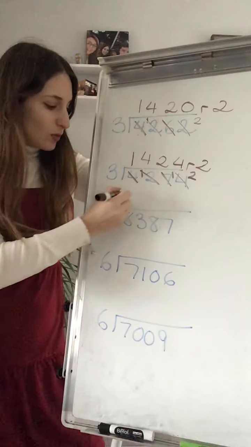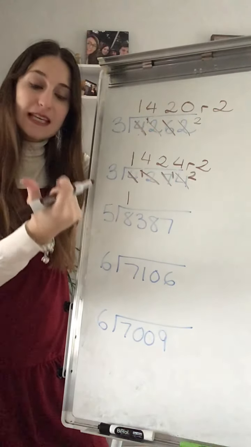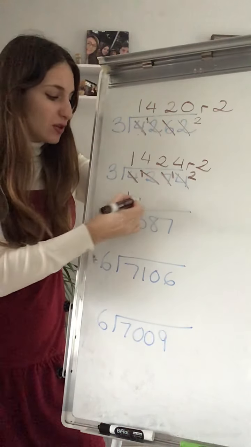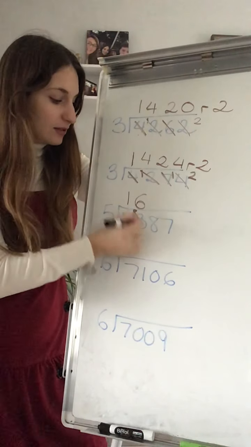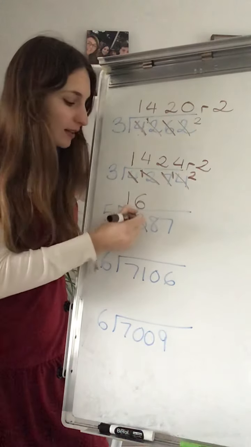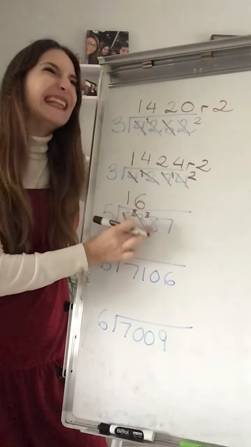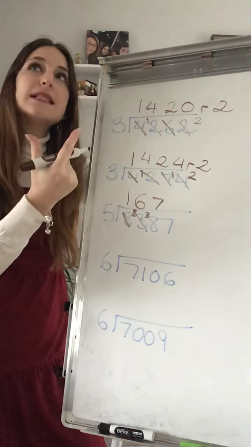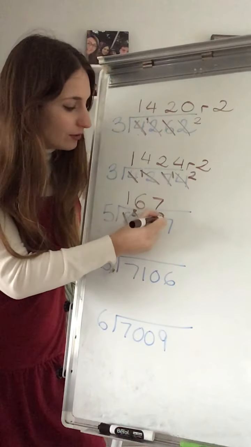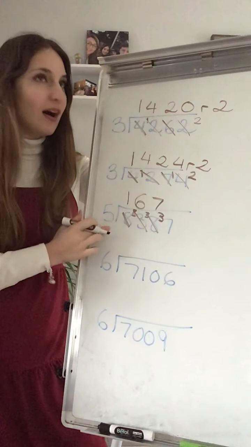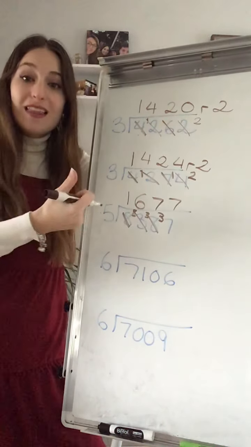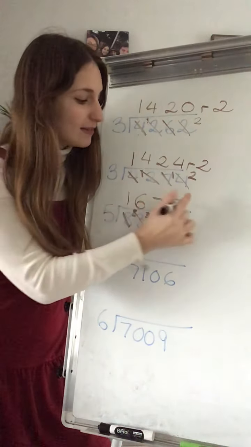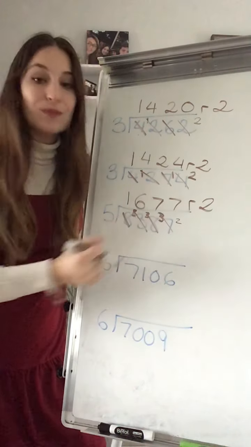Let's go for the next one. 1 times 5 is 5, 6, 7, 8. Now I have a 33. Closer one is 30. 6 times 5 is 30, to 33, 31, 32, 33. Another 3. 38. Closer one is 35. 7 times 5 is 35, 36, 37, 38. Another 3. 37 divided by 5. Again, my closer one is 35, 36, 37, 2. So I have 1677 with remainder of 2.